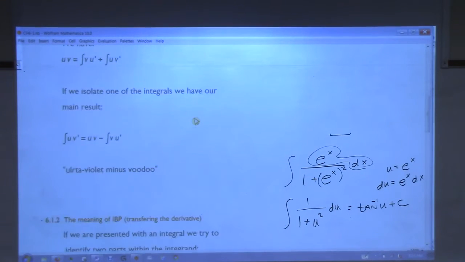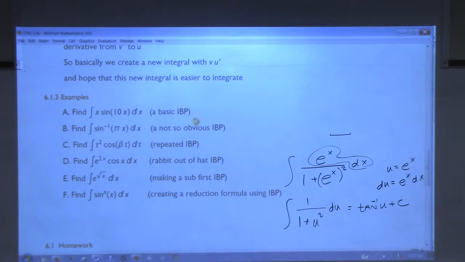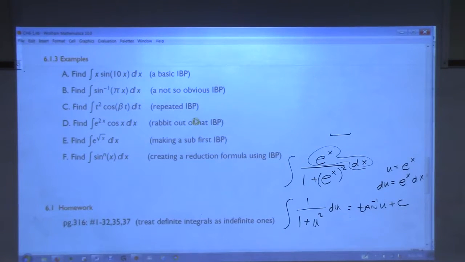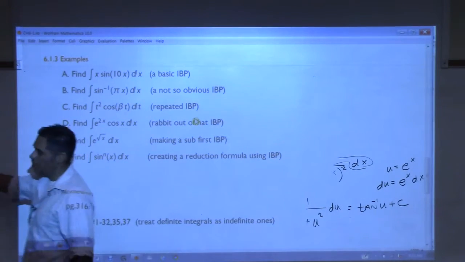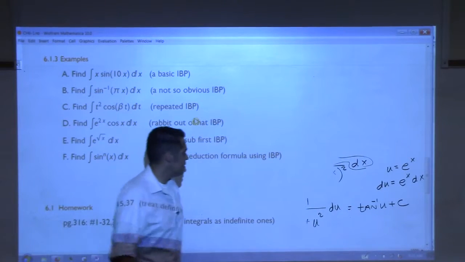All right, we started doing integration by parts last time, right? Yes? And I put the formula on the board here for you, just to remind you of what it was.